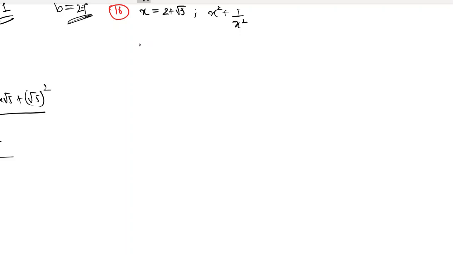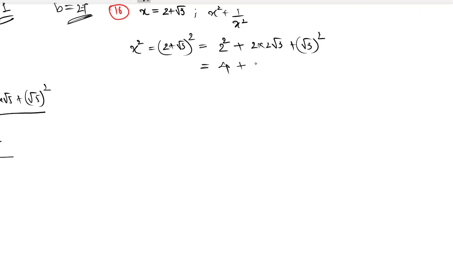So first find x square separately. X square is 2 plus root 3 the whole square, which is 2 square plus 2 into 2 into root 3 plus root 3 the whole square. So that is 4 plus 4 root 3 plus 3. So 7 plus 4 root 3. This is the value of x square.